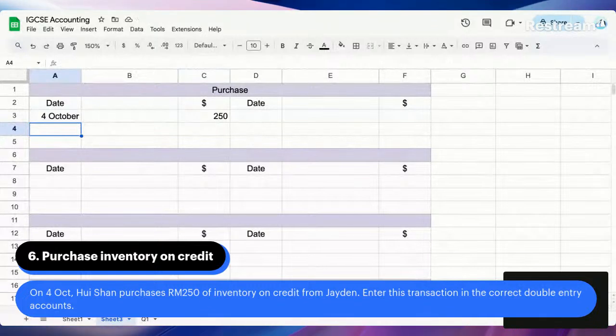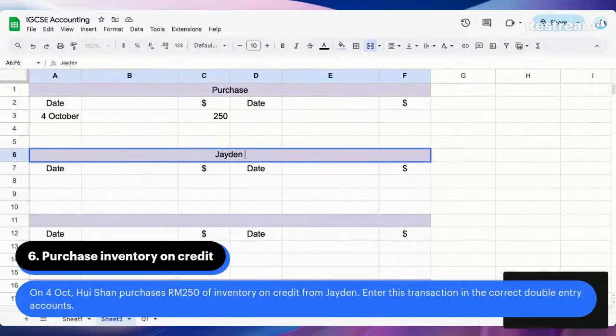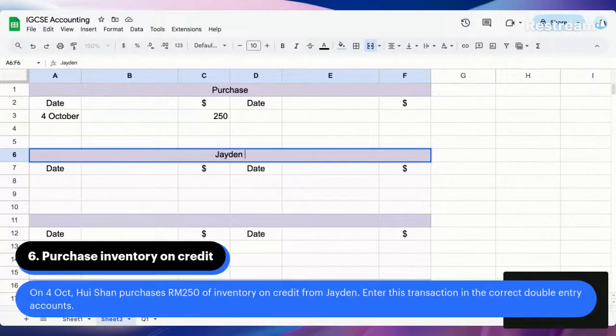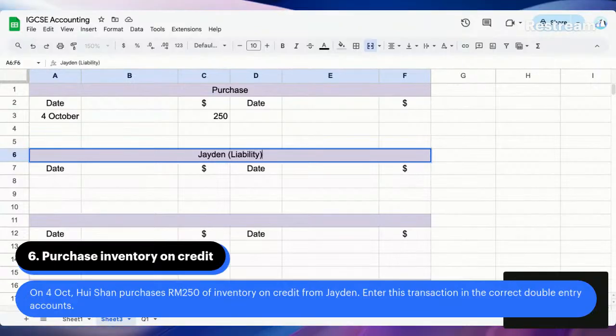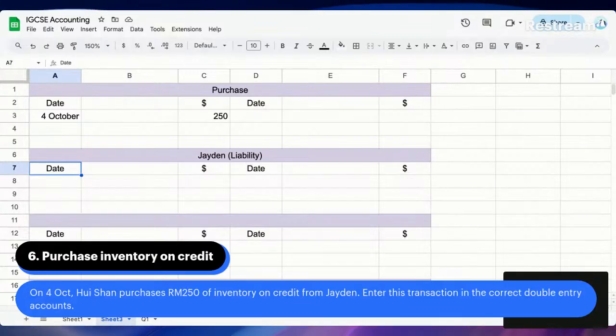It's paid by credit. So when it's paid by credit, you have to write who you're owing the money to, which is Jaden. In this case, because you don't pay immediately, Jaden is considered a liability to you. And when it's a liability, remember earlier we mentioned the concept: for liability on the right hand side, liability increase, you have to go to credit, which is over here.